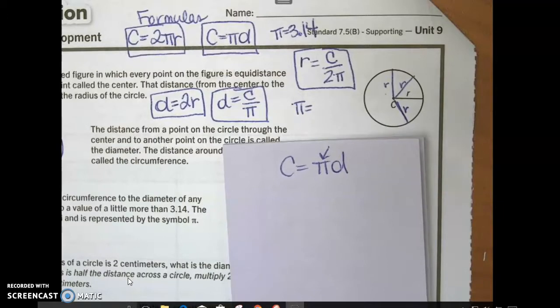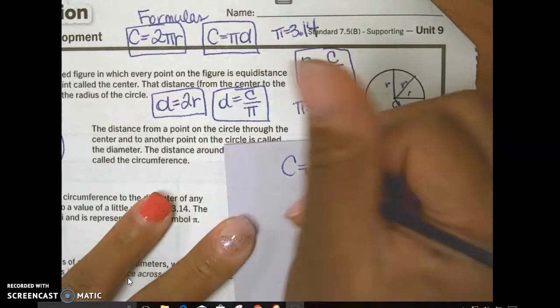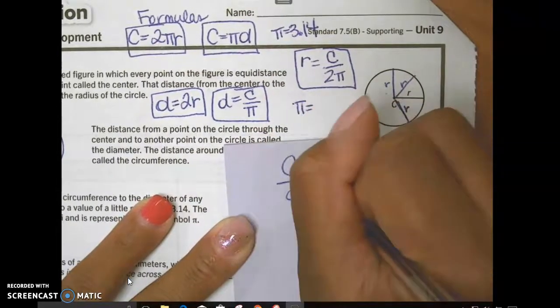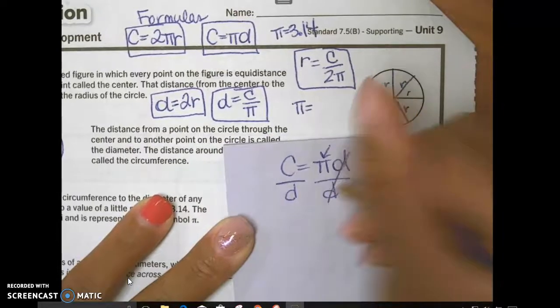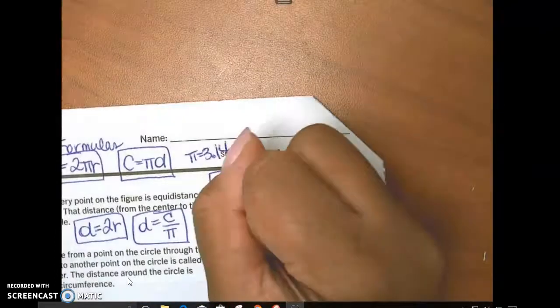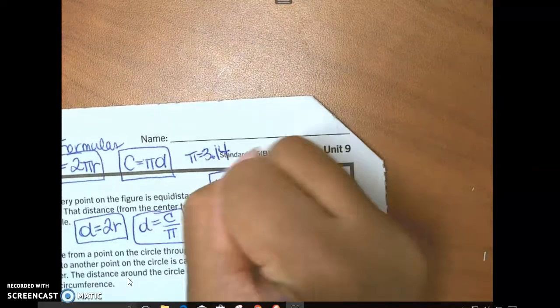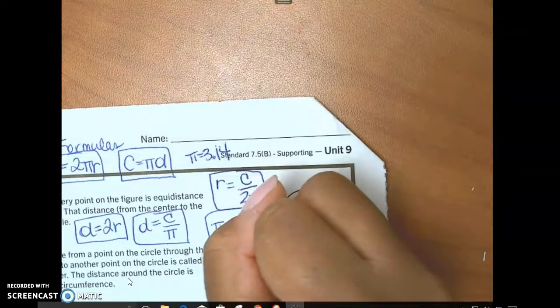Other way around. Ladies, I need y'all to pay attention. Circumference what? Divided by diameter. Because I'm dividing by diameter on both sides, these cross out. So pi equals C over D. What else does pi equal?